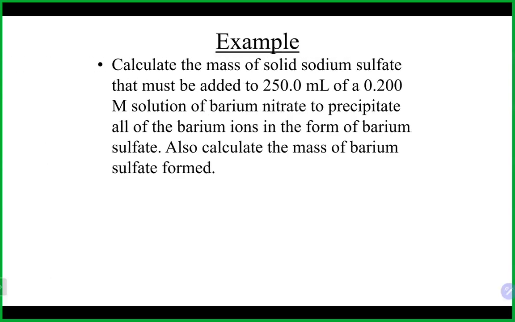A lot going on in this question here. Calculate the mass of solid sodium sulfate that must be added to 250 milliliters of a 0.25 molar solution of barium nitrate. So we're going to precipitate all the barium ions as barium sulfate. Also calculate the mass of barium sulfate that's formed. So clearly we've got a stoichiometry problem happening here. So we need an equation.